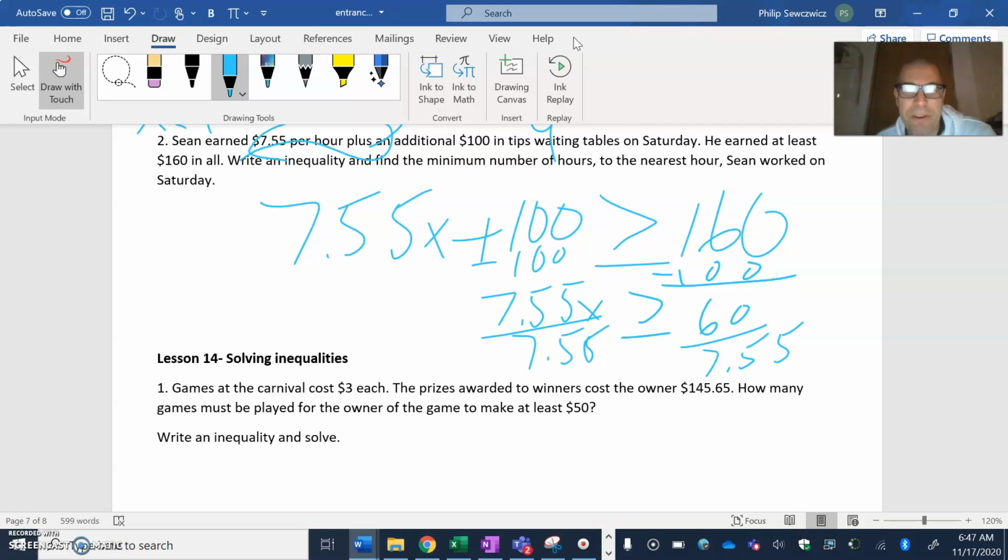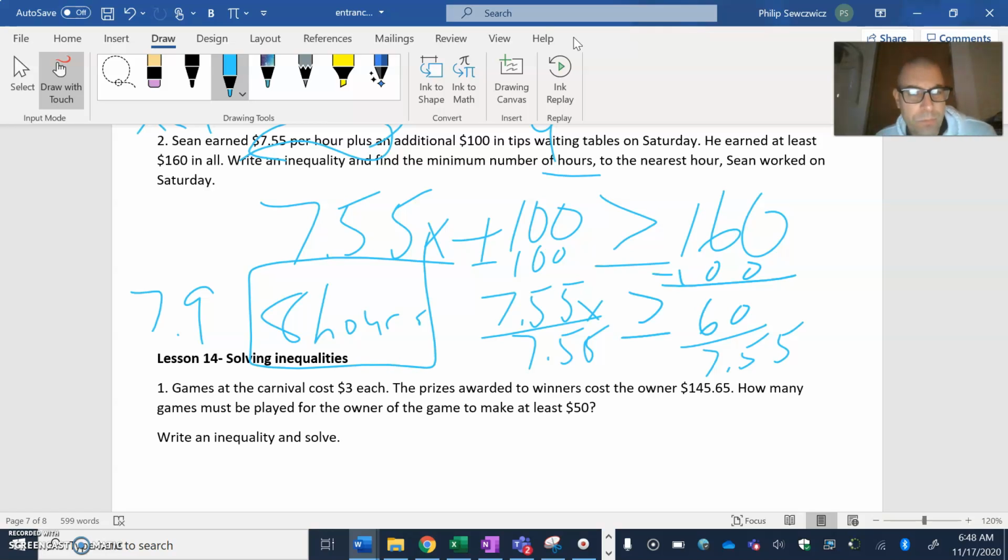To the nearest hour. Find the minimum number of hours to the nearest hour. So because we've got that 7.9 and so on, we want to try to get at least. So again, nearest hour. If he wants to get at least that, the nearest hour would bump us up to 8, because 7 wouldn't be enough, but 8 would. So round it to the nearest hour. He's going to have to work at least 8 hours to make that money.